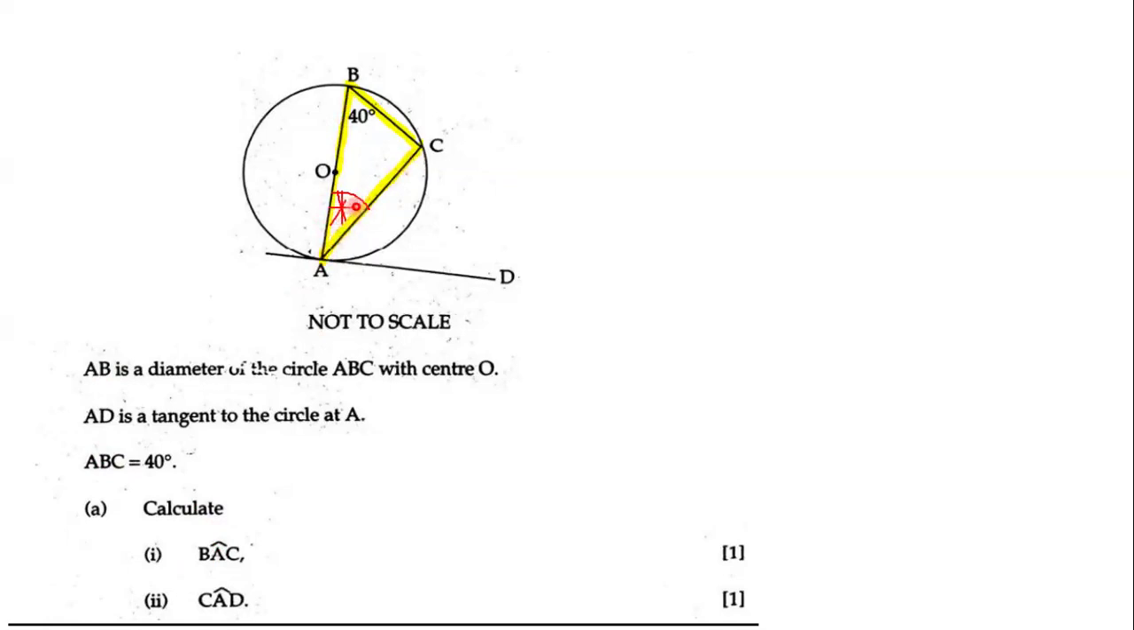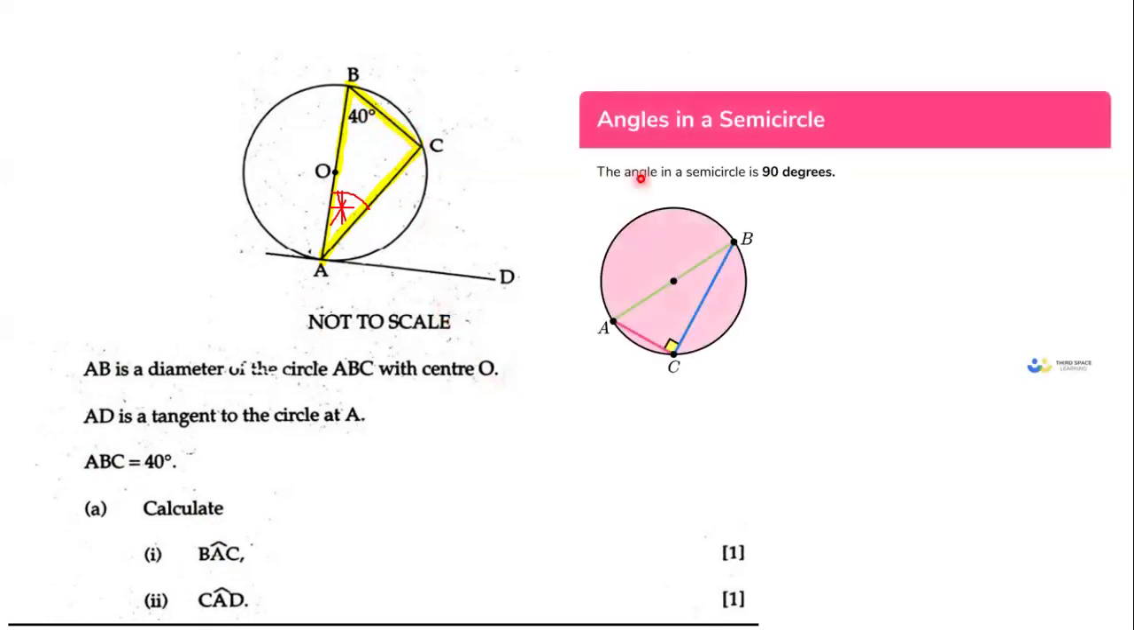Now, how are we gonna do this? Well, what do we know already? Well, we know that this is 40 degrees. But do we know what this angle C is? Well, we can use this theorem, and the theorem states the following. The angle in a semicircle is 90 degrees.